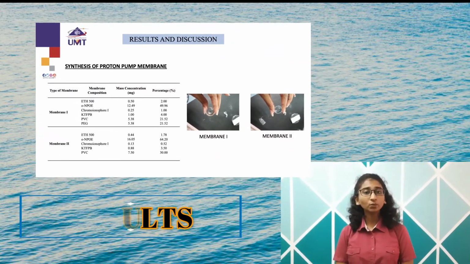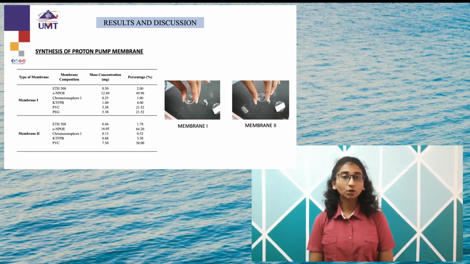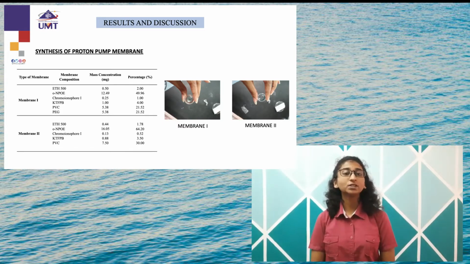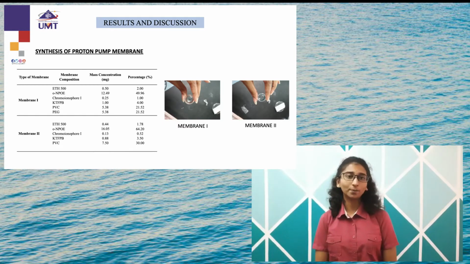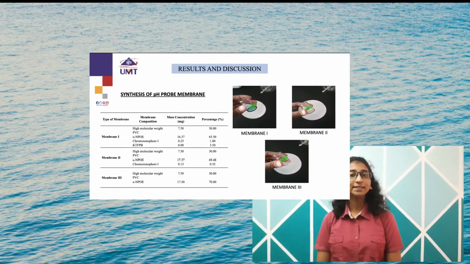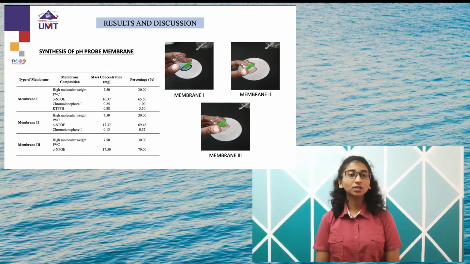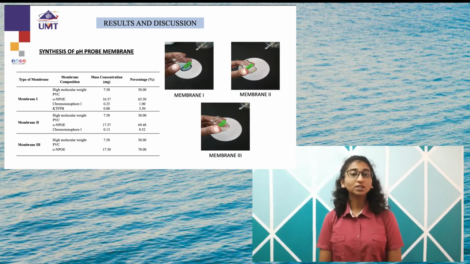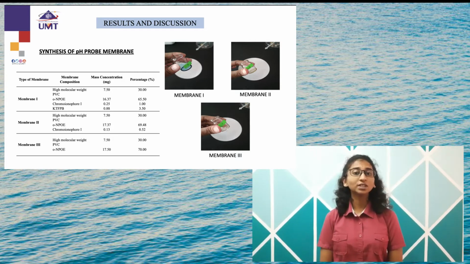In this case, membrane 1 is synthesized using the polyethylene glycol compound, and membrane 2 is synthesized without polyethylene glycol compound. And these are the results of pH probe membrane formed. In this case, membrane 1 is synthesized using the KT-FBB plasticizers, whereby membrane 2 is synthesized without KT-FBB plasticizers. However, membrane 3 is synthesized without both chromoionophore and KT-FBB plasticizers respectively.